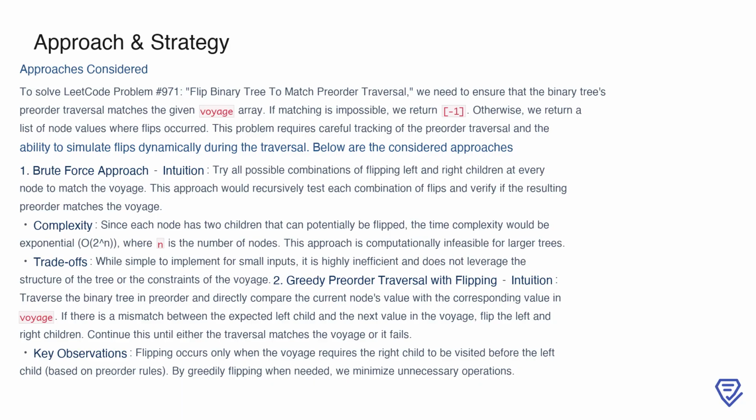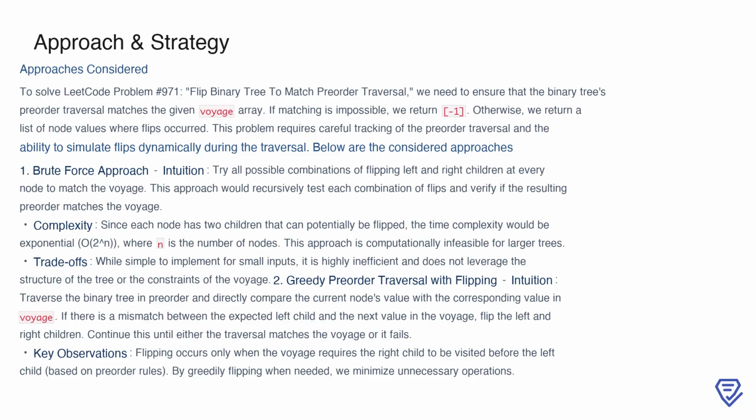Let's consider the approaches. First, the brute force approach. The idea here is to try every possible combination of flipping left and right children at each node to see if the resulting preorder matches the voyage. However, this approach is computationally infeasible. Since each node can have two children, the number of combinations grows exponentially, leading to a time complexity of 2 to the power of n. This makes it impractical for larger trees.